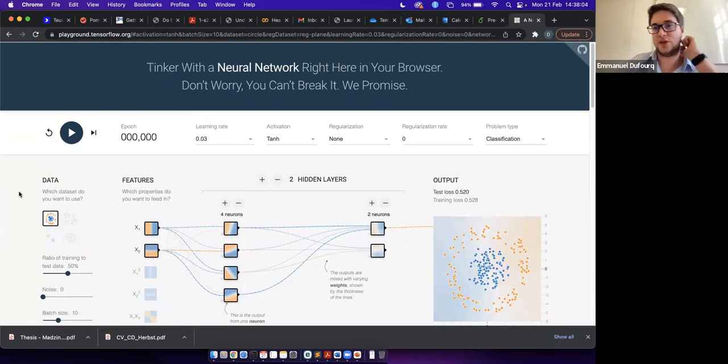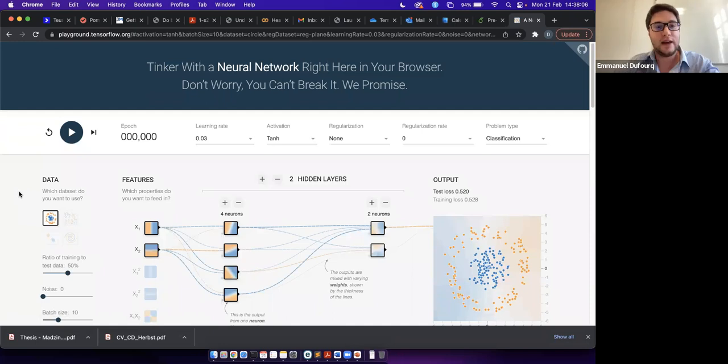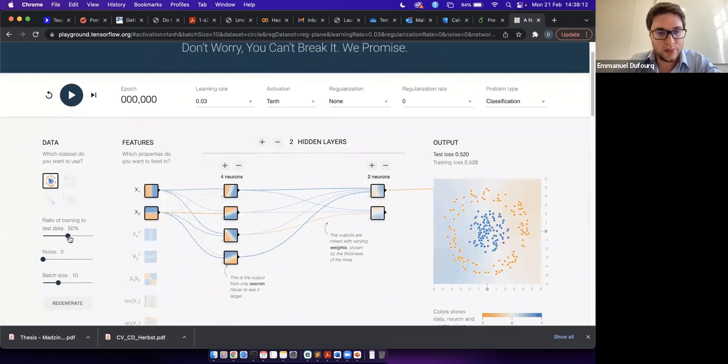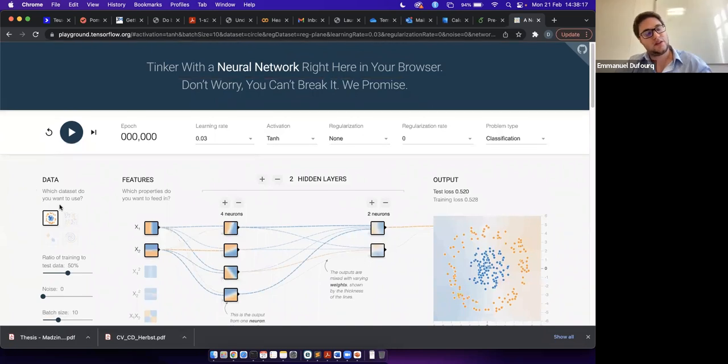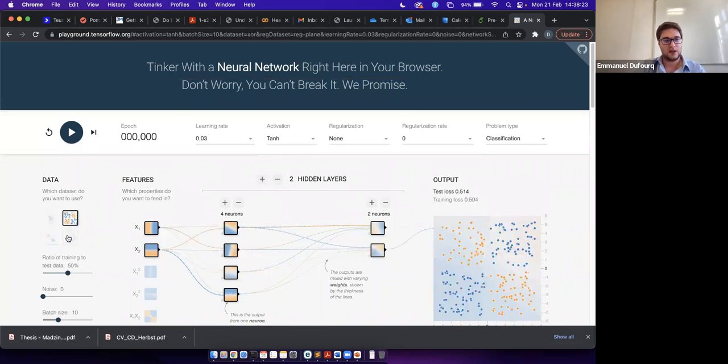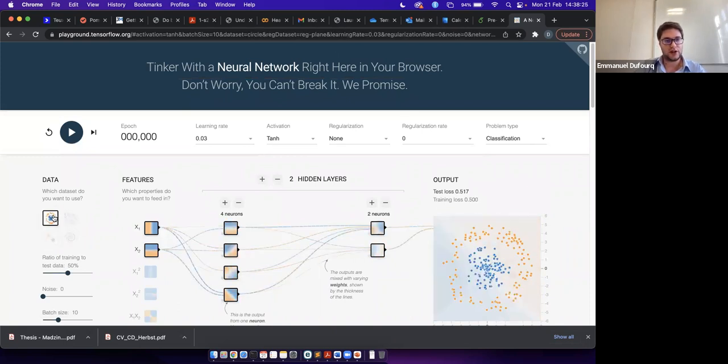Okay, so this is what you are presented with, and the main controlling things are at the top, and this is the architecture that you can do. So let's explore some of the areas. Here lets you control the data. So the type of problem that you're trying to solve. Here you can control the learning rate. So you can have a very small learning rate or a very large learning rate.